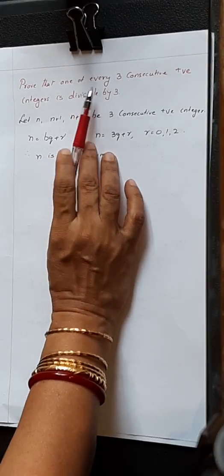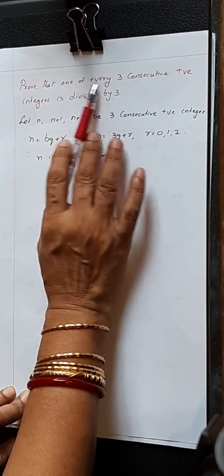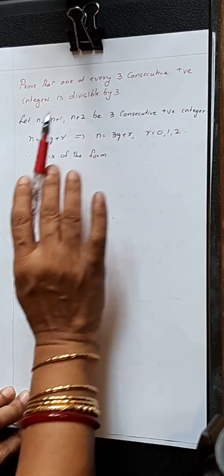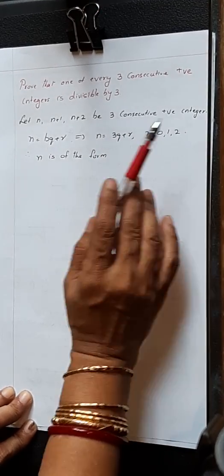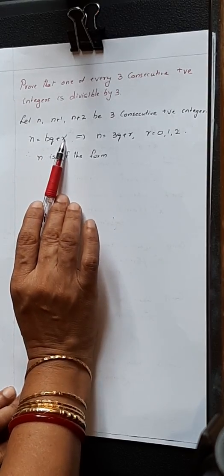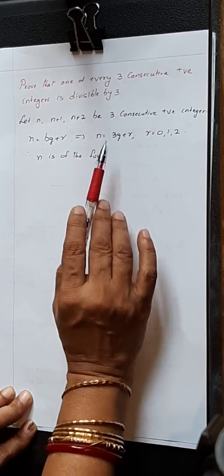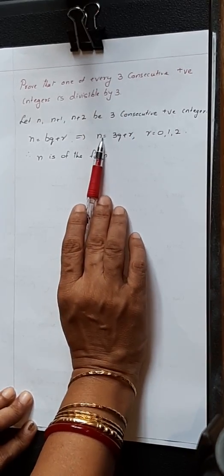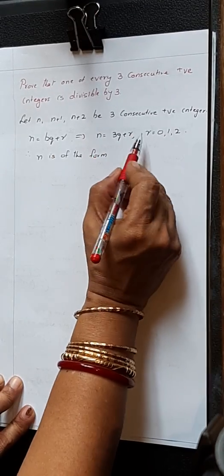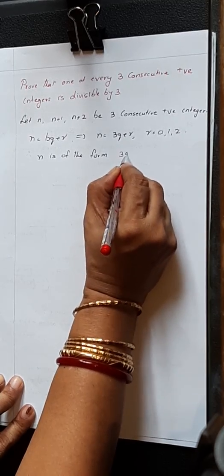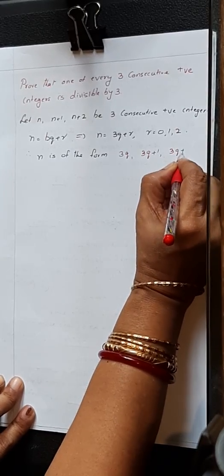Prove that one of every 3 consecutive positive integers is divisible by 3. So it is given 3 consecutive positive integers. Let n, n plus 1, n plus 2 be 3 consecutive positive integers. So we can write n is equal to bq plus r, and here b is equal to 3 because we have to show divisibility by 3. So n is equal to 3q plus r, where r is equal to 0, 1, 2. So n will be of the form 3q, 3q plus 1 and 3q plus 2.